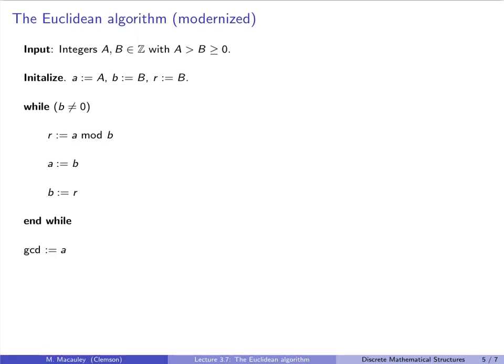And then at the end of the day, the GCD is whatever a is, and we return that. Now notice that if we begin with b being 0, then the GCD of a positive integer a and 0 is just that positive integer a, so we skip this while loop altogether and we return a right away.